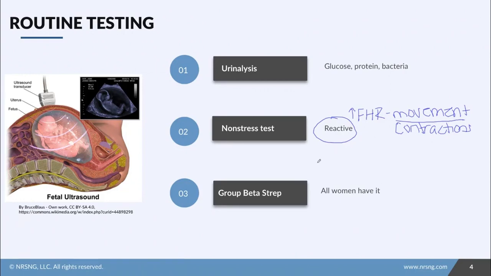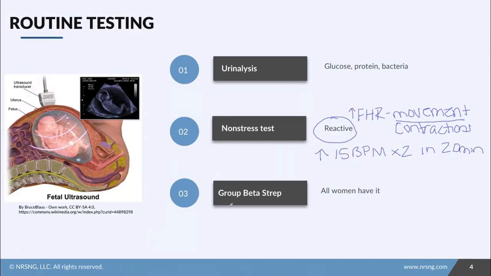So this test is going to be, we want to see the fetal heart rate go up 15 beats per minute. So if the baseline heart rate on that baby is 120, then we would expect 135 at least with movement. We want to see that happen times 2 in 20 minutes.